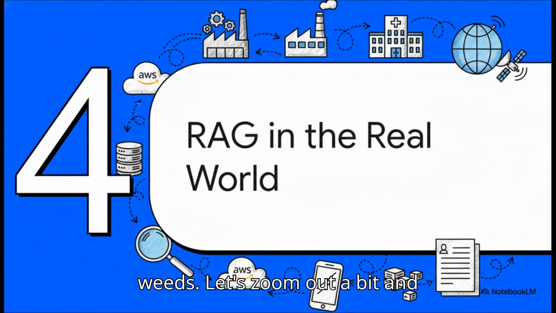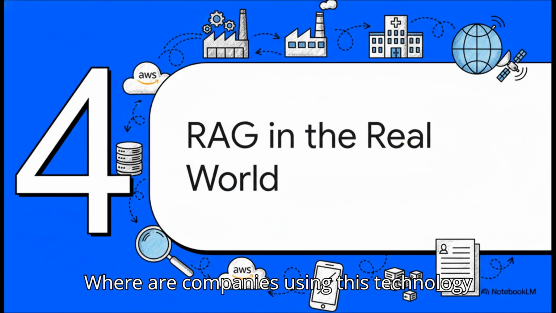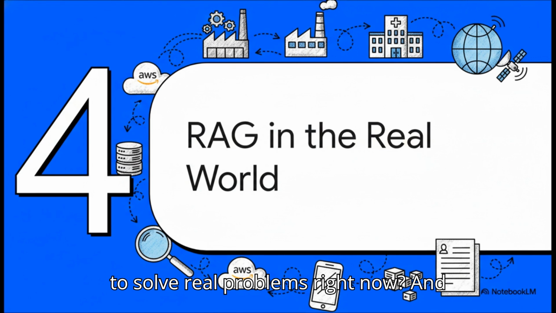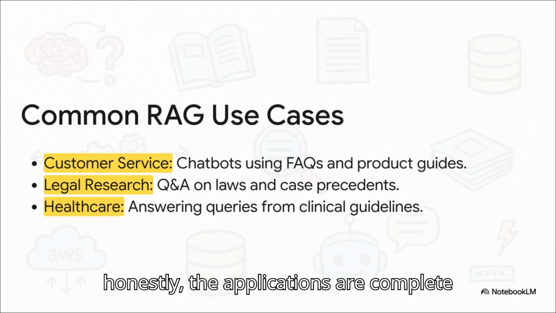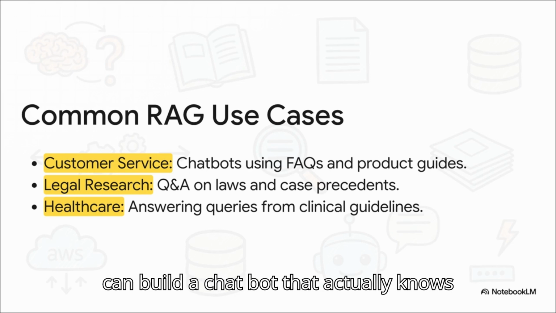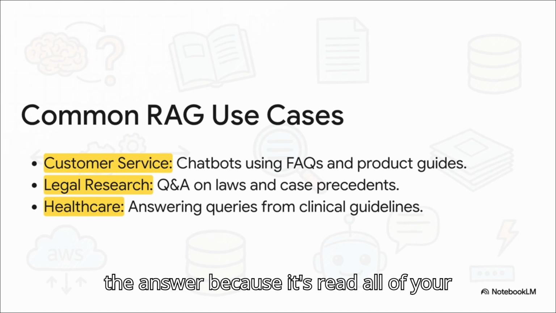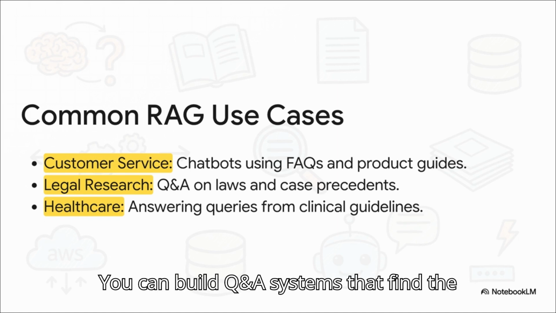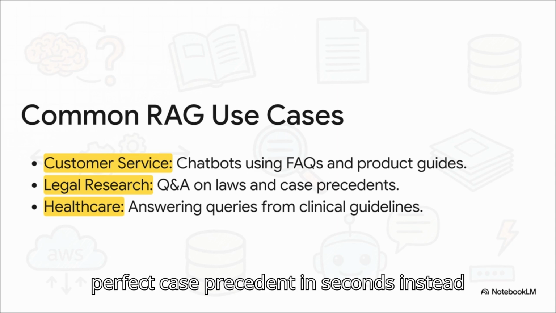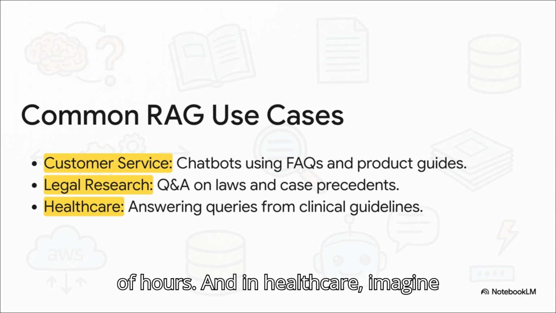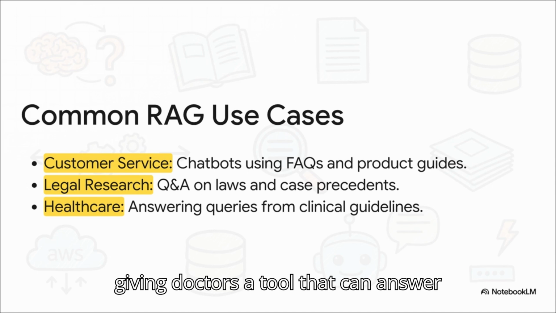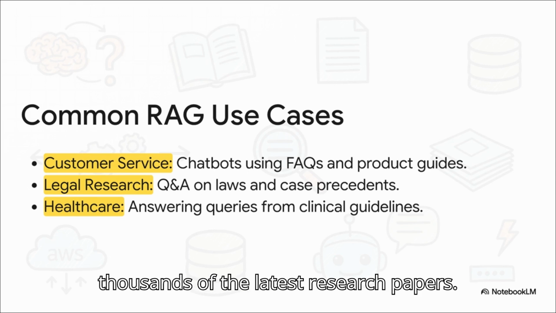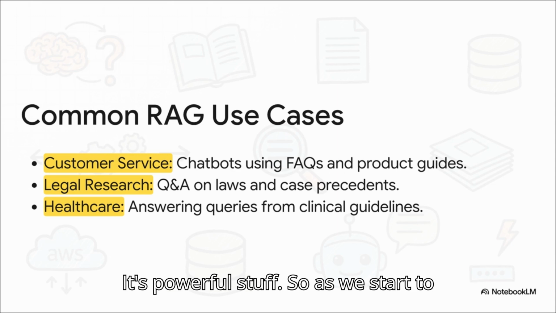Okay, so we've been deep in the technical weeds. Let's zoom out a bit and see why any of this actually matters. Where are companies using this technology to solve real problems right now? And honestly, the applications are complete game changers. In customer service, you can build a chatbot that actually knows the answer because it's read all of your product guides and FAQs. For legal teams, you can build Q&A systems that find the perfect case precedent in seconds instead of hours. And in healthcare, imagine giving doctors a tool that can answer complex medical questions based on thousands of the latest research papers. It's powerful stuff.